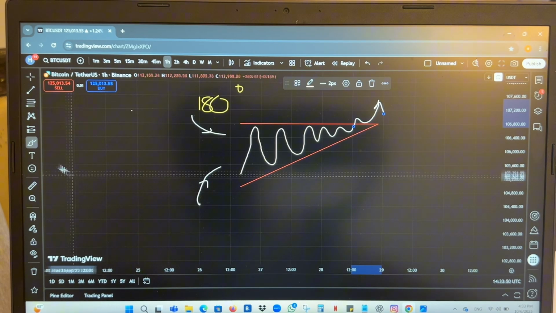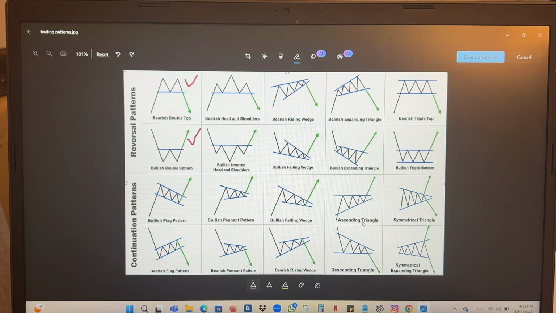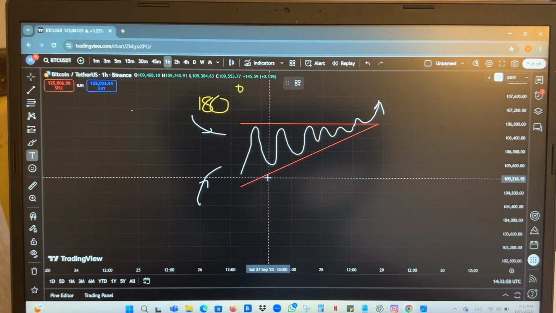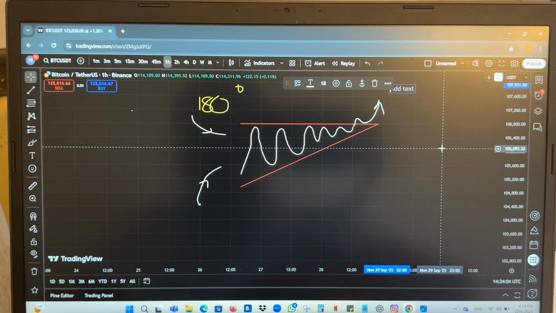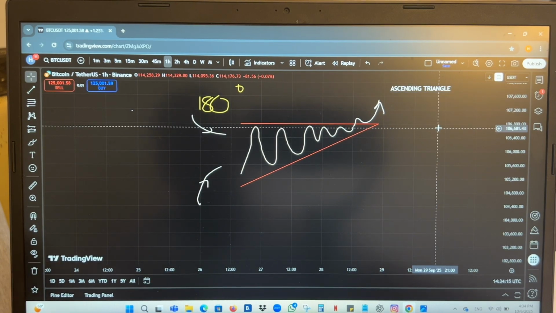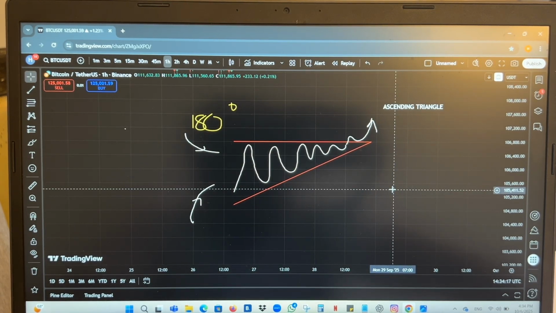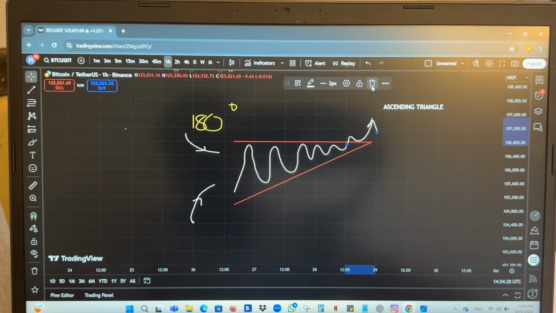So this is the ascending triangle. Sorry, I just forgot the word triangle. Okay, so there's nothing much to it. Just like before, I will be showing you where to put your entry, where to put your stop loss, where to put your TP. So let's get this in a cleaner form.